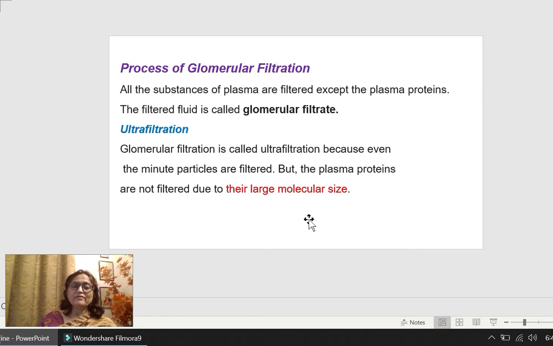Process of glomerular filtration. All the substances of plasma are filtered except the plasma proteins, because plasma proteins have larger molecules. The size of their molecule is larger, hence they are unable to filter out through these membranes. These membranes are so fine that even a minute particle is filtered out. Hence the filtration is known as ultrafiltration.